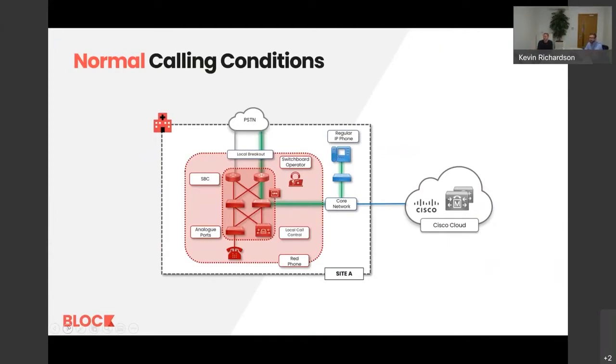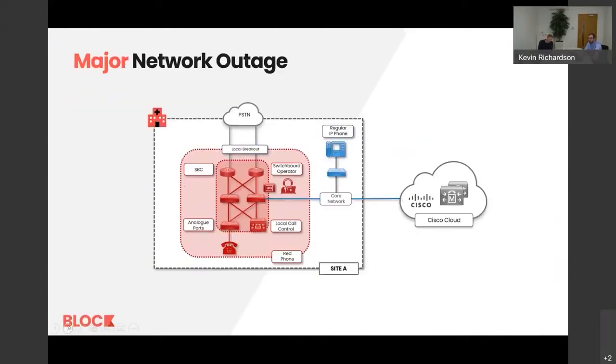So your regular IP handsets that are registered to the cloud and get all the signaling from the cloud will use that resilient infrastructure to get to the PSTN. So you've got a level of resiliency there for PSTN connectivity for your regular IP handsets. If there was an outage, what I've got on here is just one example.